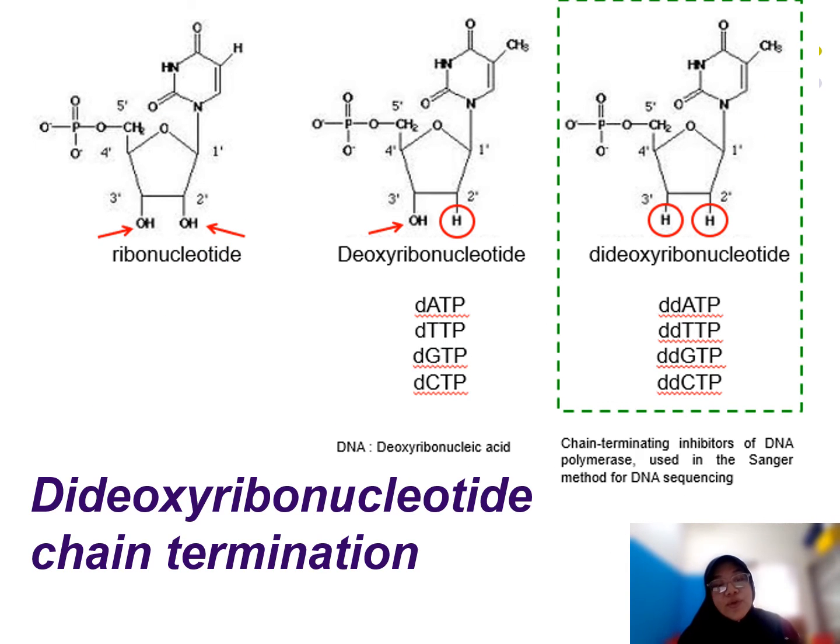So this is ribonucleotide that is not usually found in DNA, and this is the deoxyribonucleotide, okay, in DNA. Ni RNA, ni DNA, and then the dideoxyribonucleotide is the chain terminating inhibitor. Okay, dia mana dia akan stop the elongation of the new DNA by DNA polymerase. This is the dideoxyribonucleotide used in the Sanger method for DNA sequencing.